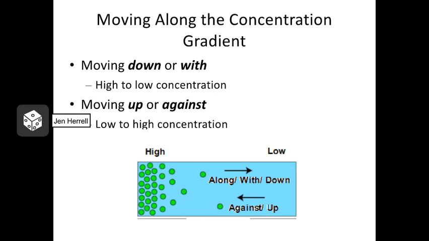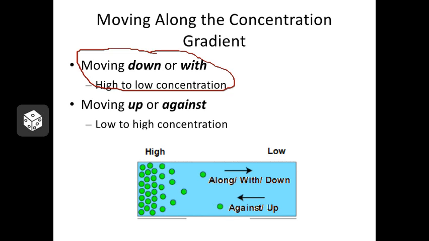Which of these motions do molecules prefer? Well, in general, molecules like to move down or with the concentration gradient when they can. In other words, they like to move from where they're all crowded up to where they're all spread out.